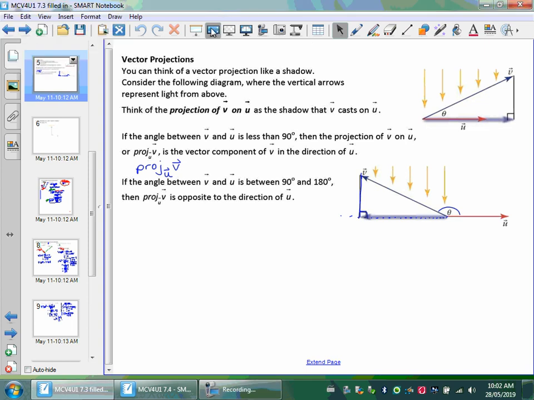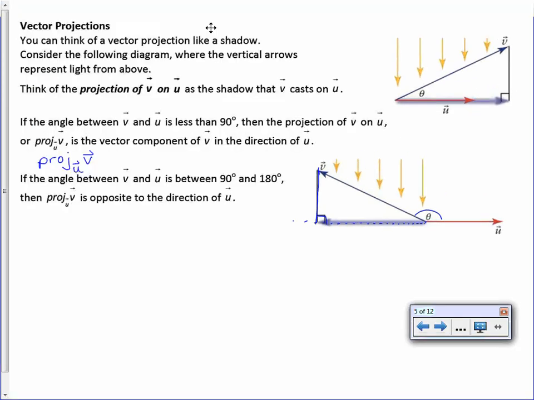Okay, so we're just going to do a quick recap about projections, because it's one of those less intuitive kinds of examples of the dot product.